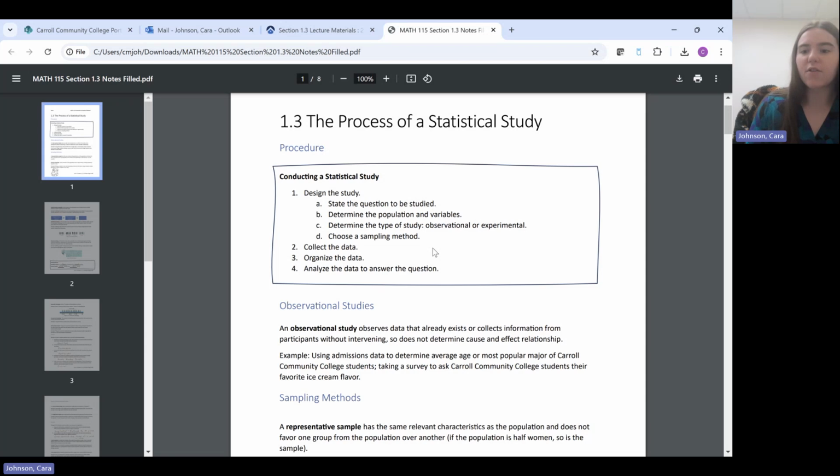After you design your study, you're going to collect your data, and then you're going to organize your data, possibly into a graph or a table, just to make it visually appealing to the viewer and able to be interpreted. And then you're going to analyze the data to answer your question. So that's the general process of a statistical study. You're going to be doing this when you do your project in this course.